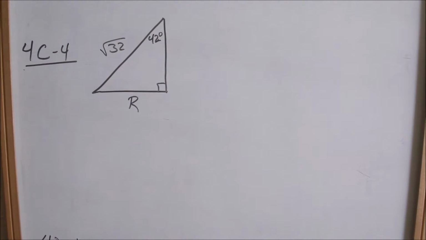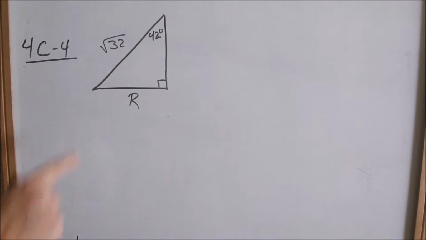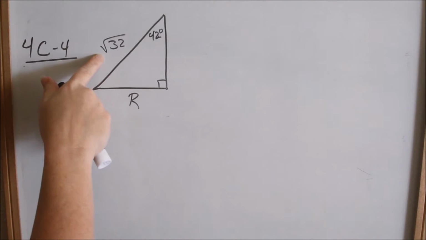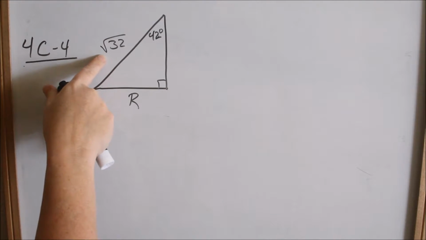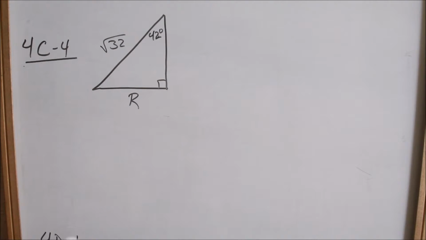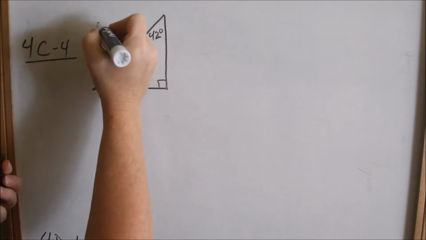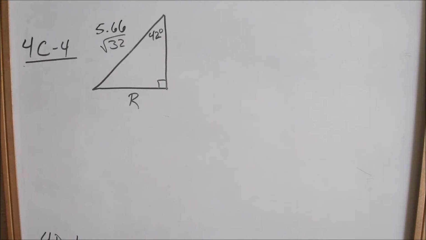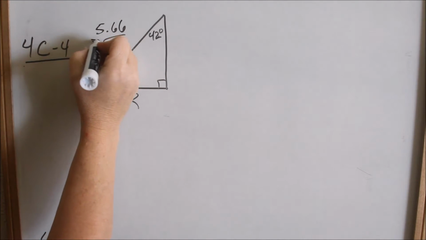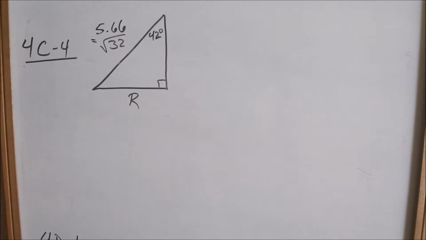Okay, you notice that you have a radical. If the problem does not state to leave it in radical form, then you can turn all radicals into decimals. But if the problem says to leave it in radical form, you need to leave it in radical form. These problems do not state to leave it in radical form, so I'm going to turn that into a decimal. So square root of 32 is 5.66, just rounding to 2 decimal places. So that's the same thing. Square root of 32 is 5.66.